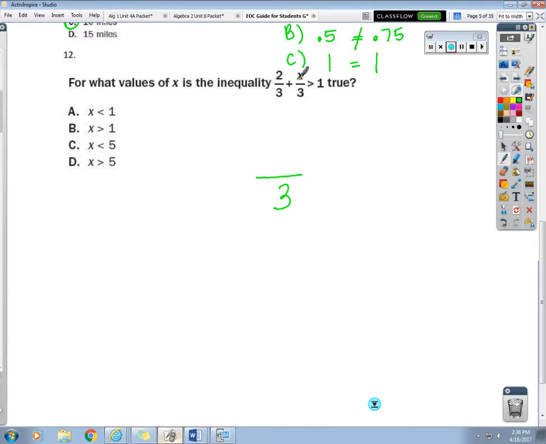We don't know what x is yet. That's what we're trying to figure out. So, can you really add 2 and x together? So you just leave it 2 plus x. And then don't forget, is greater than 1. Now to solve for x, what would we do? We're trying to get x by itself. So what would we do first? Multiply by 3 first on both sides.